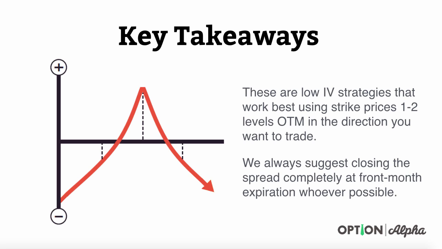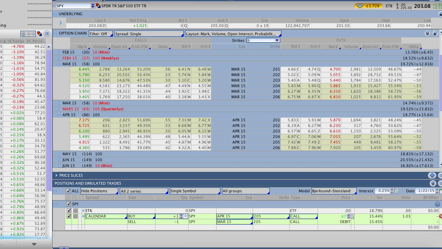Again, we always suggest closing the spread completely, both months, when you reach that front month expiration, whenever possible. And the reason that you're going to do that is because you want to maximize that time decay in the front month contract.